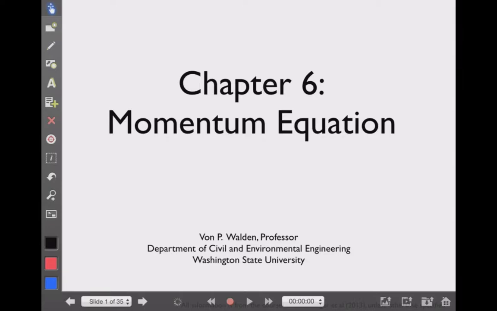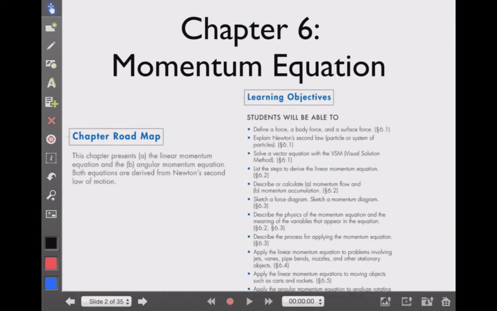Alrighty, we're back with chapter 6. We're going to do the second section here, and what we're going to be talking about is basically the Reynolds transport theorem applied to momentum, and how we think of that. We'll express the Reynolds transport theorem, and we're going to do two things. We're going to look at what we mean by the terms momentum flow and momentum accumulation.